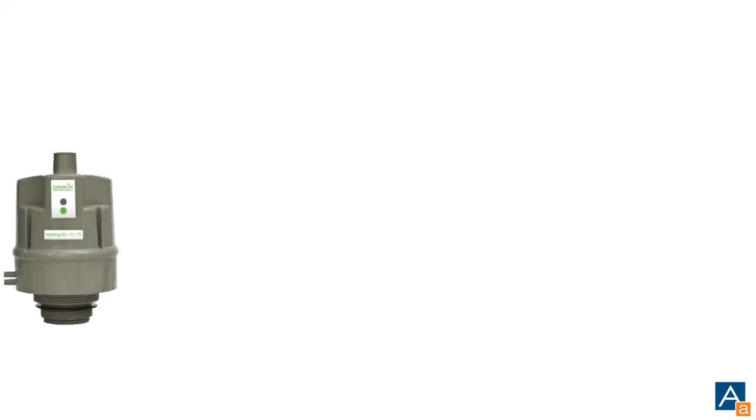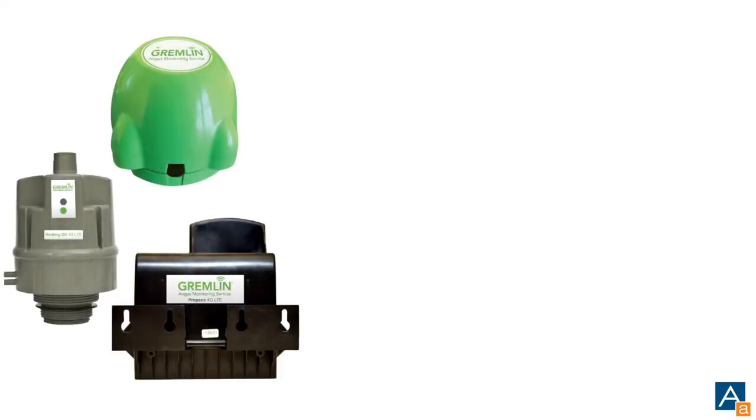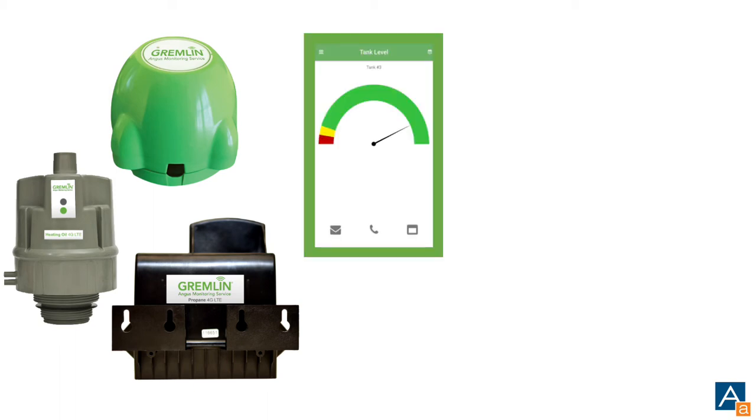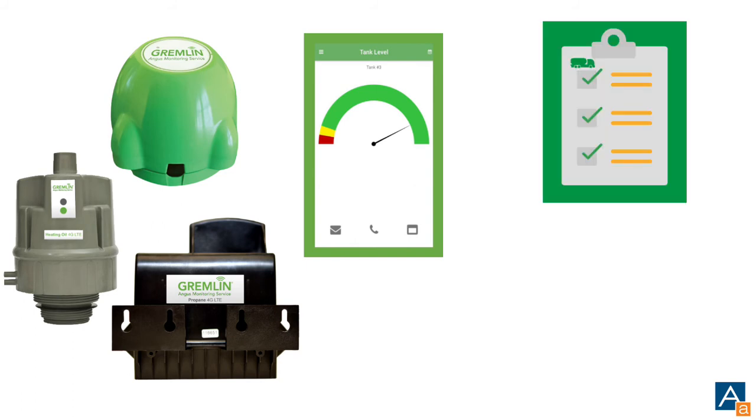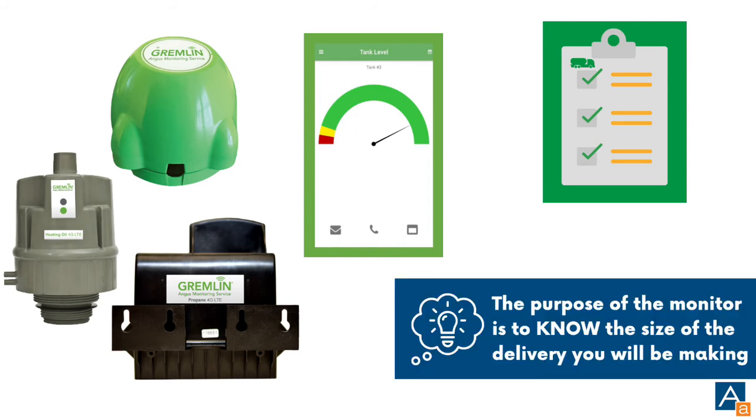Are remote monitors a solution? Are they the only solution? Simply stated, a monitor will tell you each day how much fuel is in the tank. Armed with that information and the proper delivery planning, you should avoid delivery surprises. It should be noted here that not every 200-gallon delivery is optimal. There's a lot more to optimal than simply the size of individual deliveries, but we'll leave that discussion for another day. The purpose of the monitor is to know the size of the delivery you will be making.